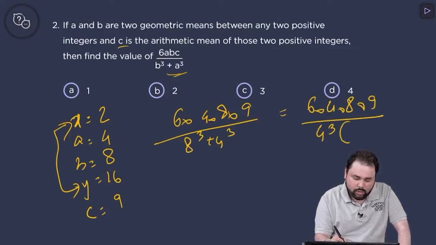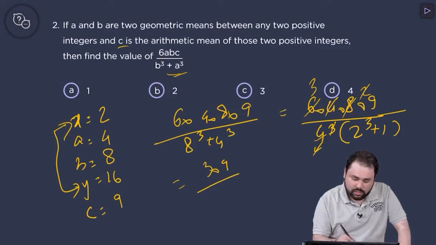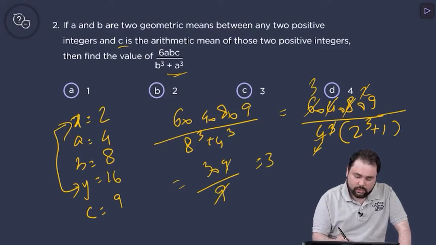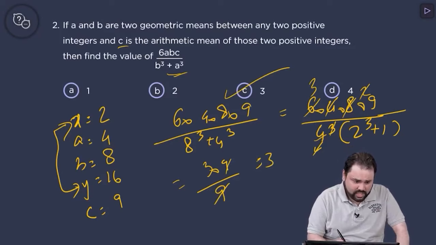Let's take 4 cube common. 8 cube is 4 cube into 2 cube plus 1. So one 4 gone, another 4 gone, so cube gone, 2 gone, 3 gone. So I have 3 into 9 divided by 2 cube, which is 8, plus 1, 9. So 9 by 9, which is 3. So 3 has to be the answer, as simple as that. Just substitute, simple. Let's keep moving.